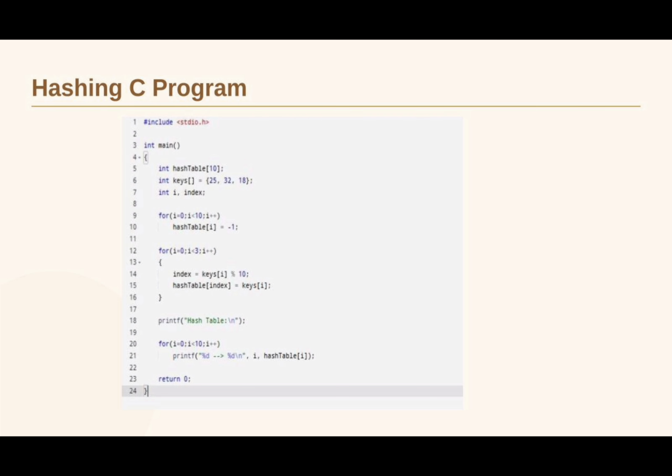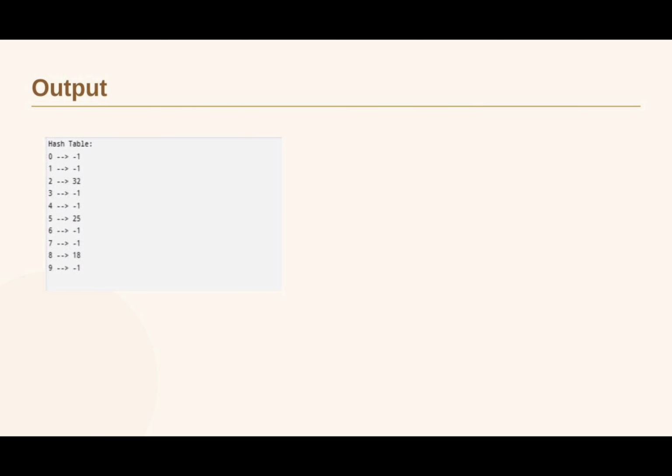After inserting all the values, another loop is used to display the contents of the hash table. This program demonstrates the basic working of hashing without collision handling. Then let's examine the output.